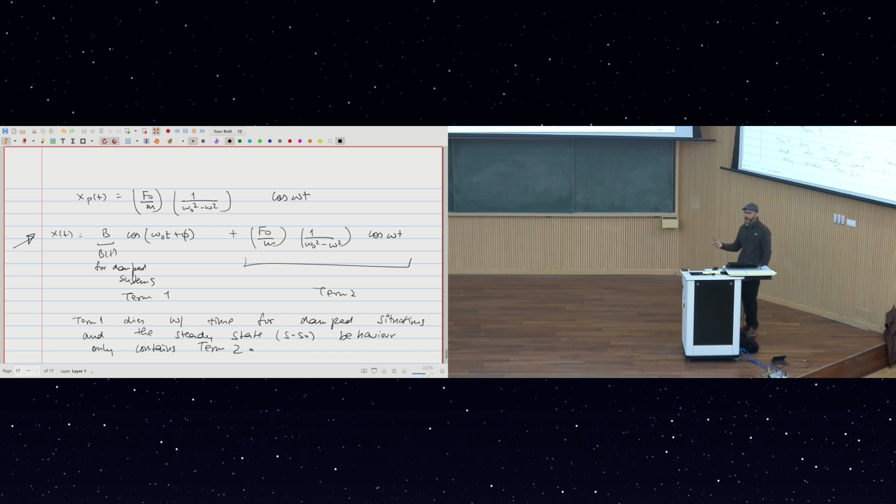The steady state solution for the previous case was 0. For this case, it is the second part, term 2.